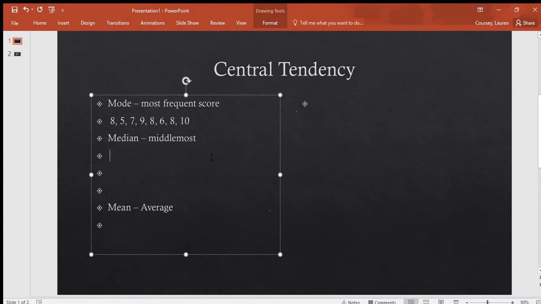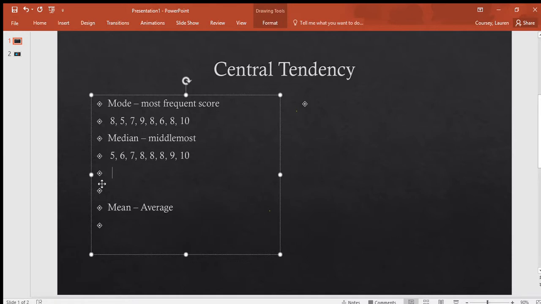Right? So to determine the median, I first need to arrange my scores hierarchically. Right? So I need to take my scores and arrange them from lowest to highest. So my lowest score numerically is 5. Then I have 6, 7, I have 3 8s as we determined earlier. Then I have a 9 and a 10. Right? So I've taken all of my scores here and arranged them from lowest to highest.